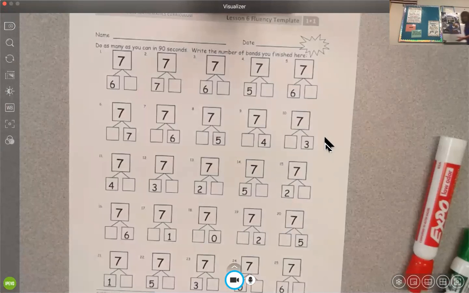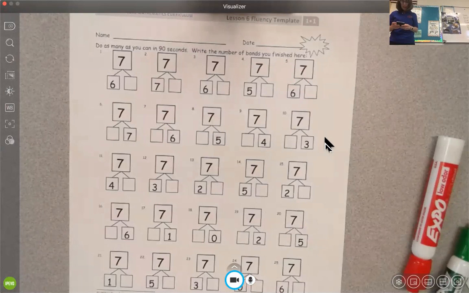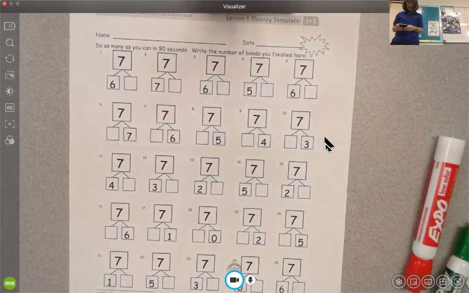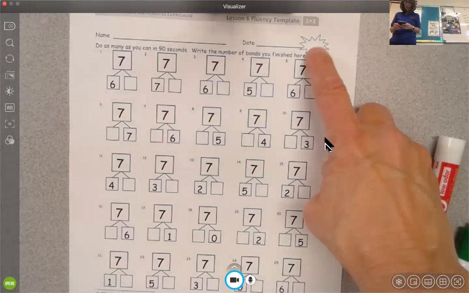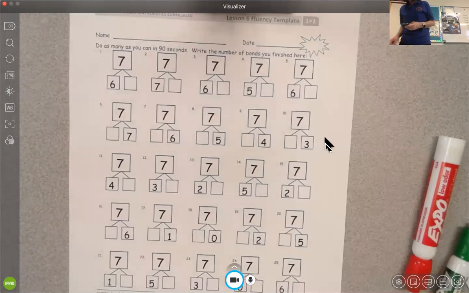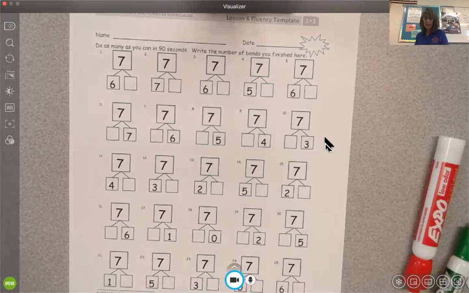Lost my timer. Here it is. Okay, on your mark. It says, do as many as you can in 90 seconds. Write the number of bonds you finish right here. So when you finish, you tell me how many you got done by putting that score right there. Okay, and don't forget to write your name on your paper. I'm going to do a few of them with you, and then I'm going to have you work the last minute on your own. On your mark, get set, go.